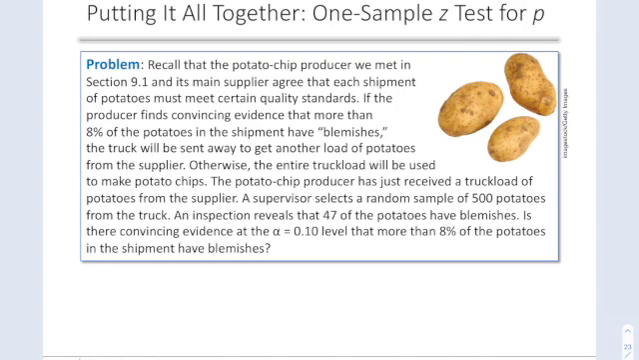So let's look back at that potato chip example that we've done in the previous section. Recall that the potato chip producer we met in section 9.1 and its main supplier agreed that each shipment of potatoes must meet certain quality standards. If the producer finds convincing evidence that more than 8% of the potatoes in the shipment have blemishes, the truck will be sent away to get another load of potatoes from the supplier. Otherwise, the entire truckload will be used to make potato chips.